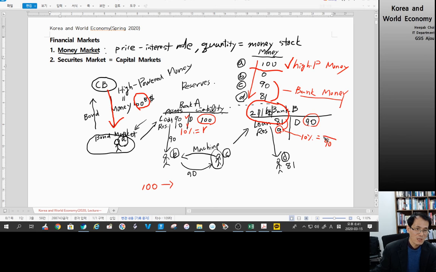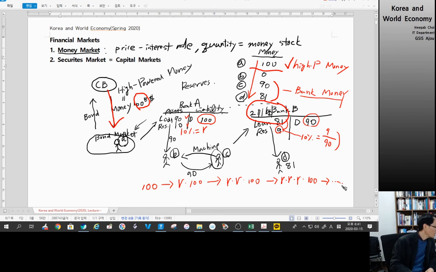Why? Out of 90, 10%, 9 was held by the bank. So we can say that in the next stage, how much money was created to the general public? Well, this much. How about in the next stage? Well, R times 100. How about in the next? Well, the next will be R times 100. And this will keep continuing, right?